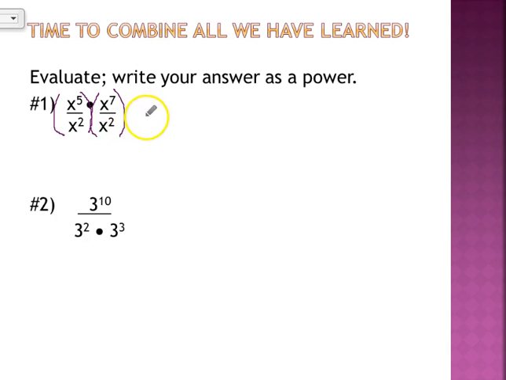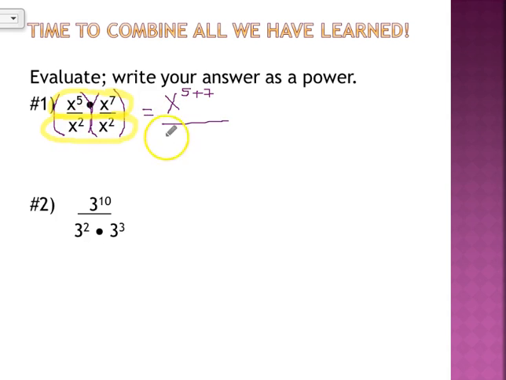I'm going to multiply the numerators together. That's what I'm going to do first. I'm going to multiply these two numerators together, and then I'm going to multiply the two denominators together. That's going to be my first step. So when I multiply my two numerators together, I'm going to have x, and then remember, what do I do when I multiply? I add the exponents.